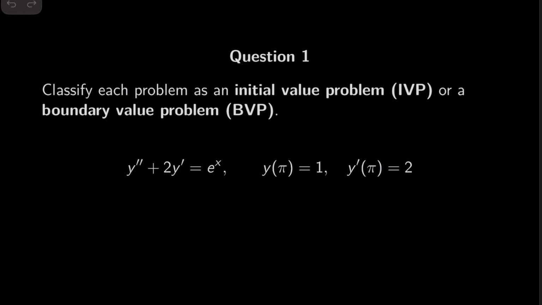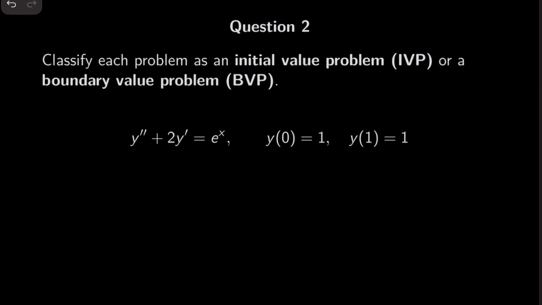So here we focus on the subsidiary conditions, right? We have the value of the independent variable defined at pi, and we also have the value of the independent variable in the second subsidiary condition defined at pi. So these two values are at the same point, that's pi. This question is an IVP.